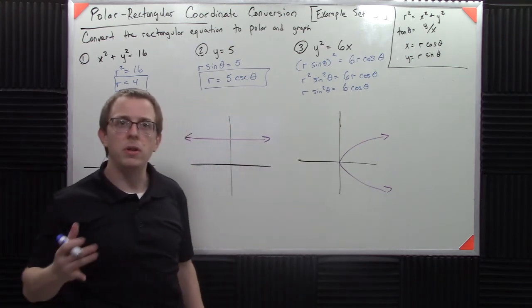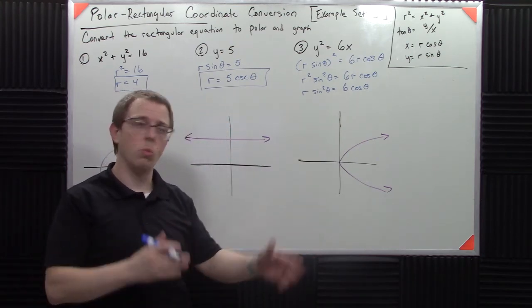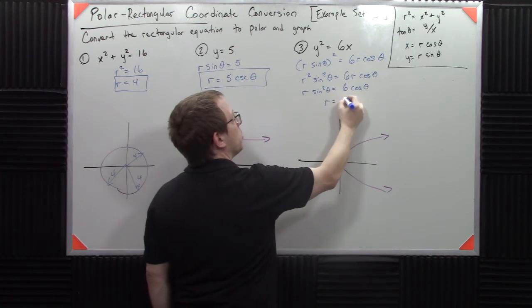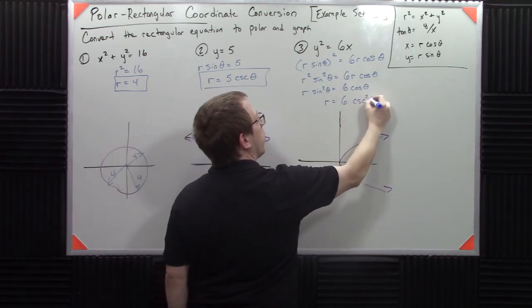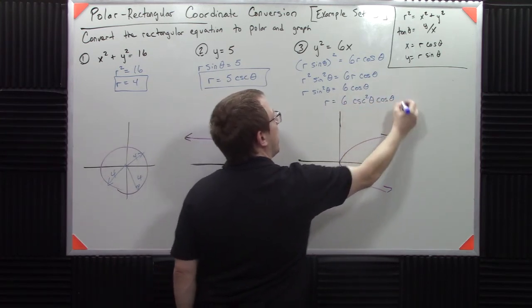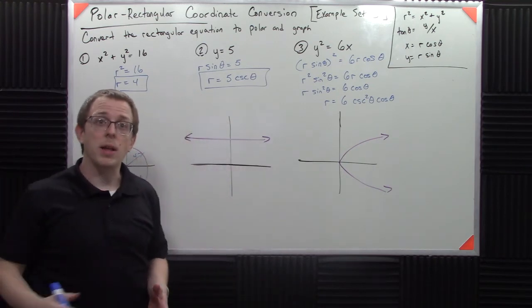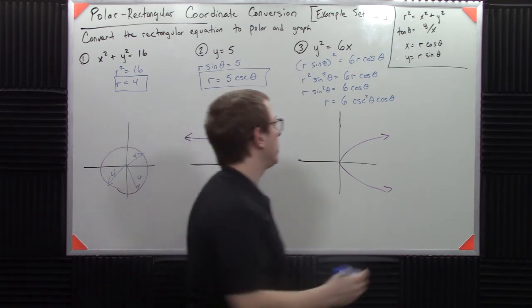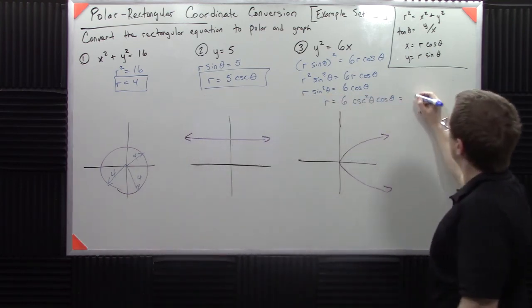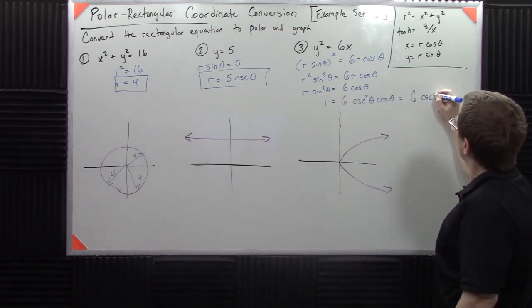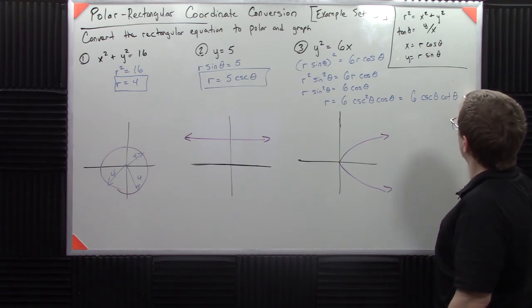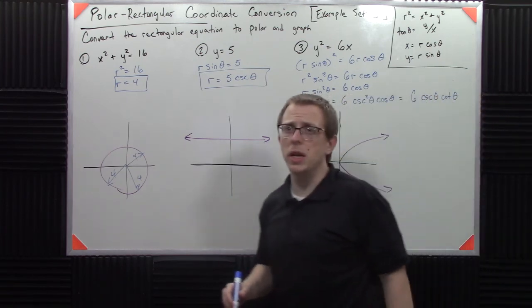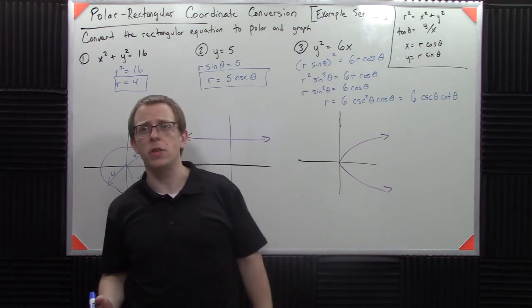And then we would move everything that's not r to one side. So we would say r equals 6 cosine theta over sine squared theta, or 6 cosecant squared theta cosine theta. Now, that's one way to write that, and that's perfectly acceptable. A way I would probably prefer to write this is r equals 6 cosecant theta cotangent theta. There's a couple of reasons for that.